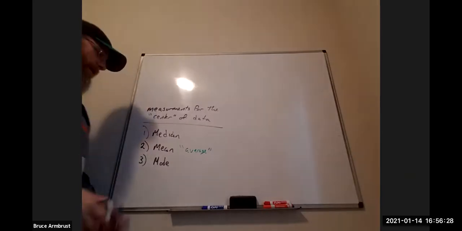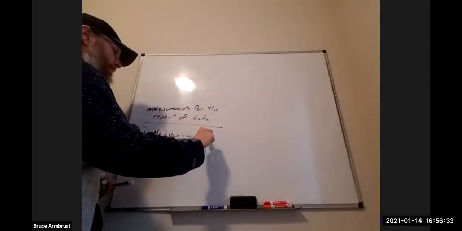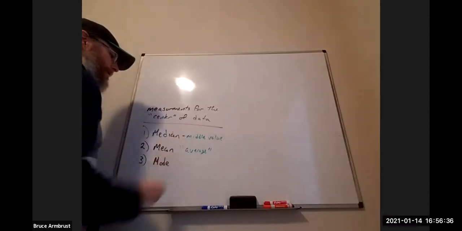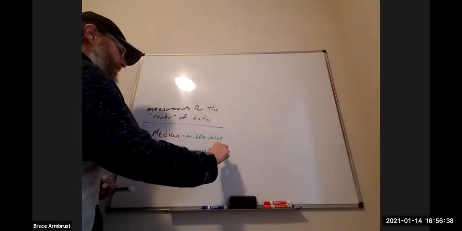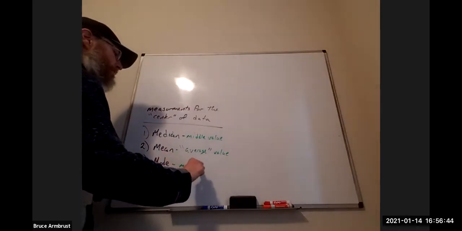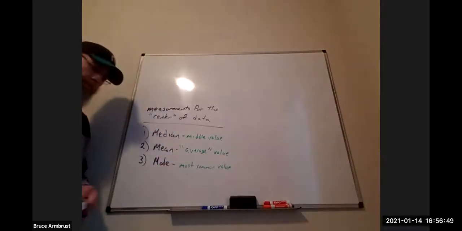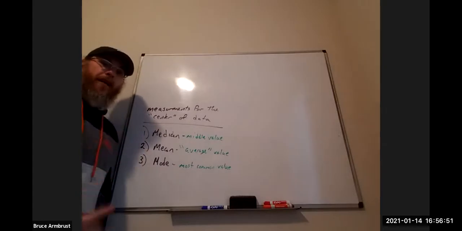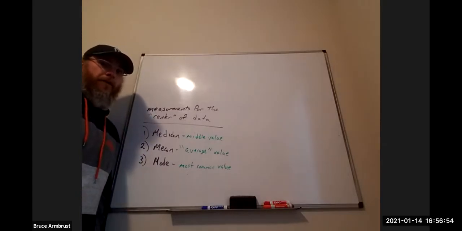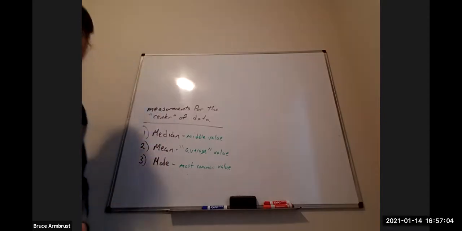Now, what the mode is, so the median was the middle value. The mean is the average value. And the mode, this is the most common value. It's the one that comes up the most, right? It's the number that we see most frequently in our list. Okay, so we've got mean, we've got median, and we've got mode.